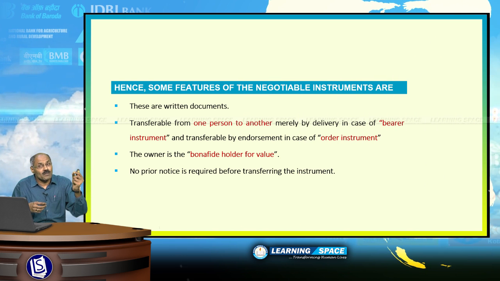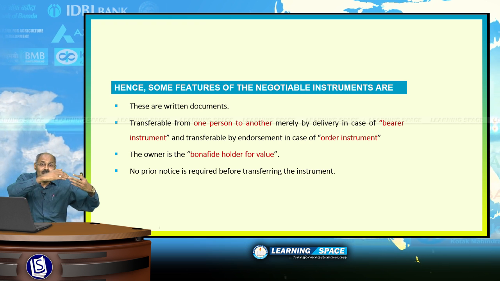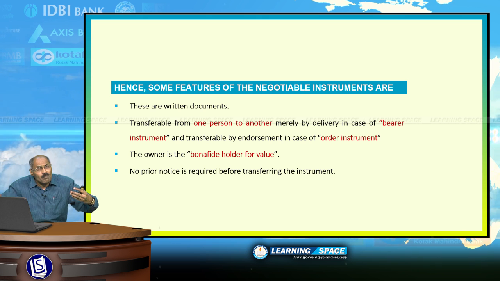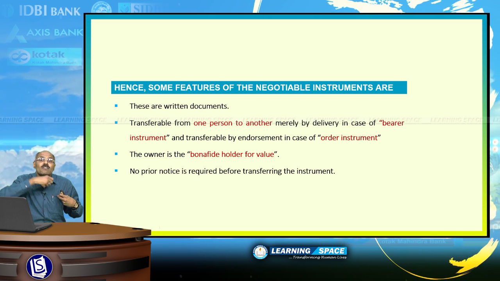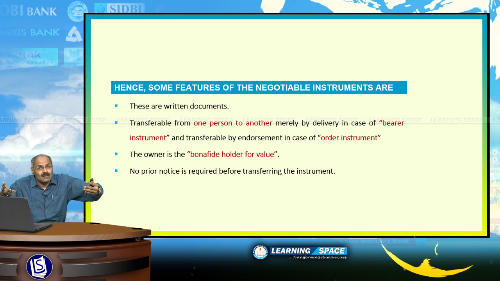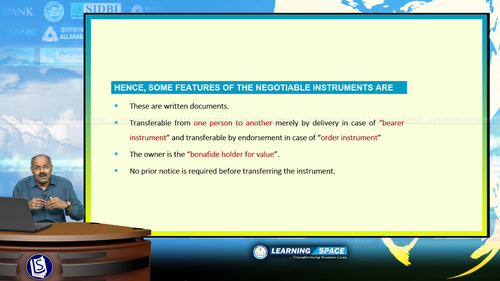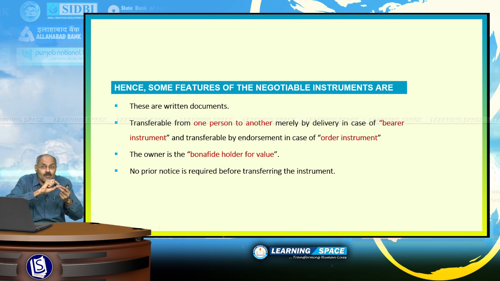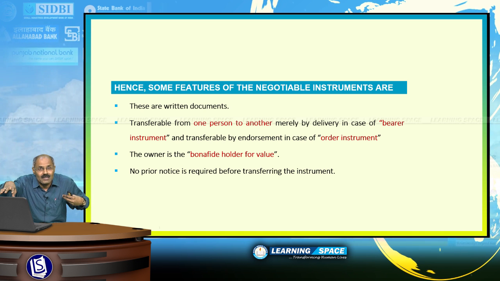So, what are the specific features of Negotiable Instruments? These are written documents. These are transferable from one person to another person merely by delivery in case of bearer instrument. This currency note is an example. If I give this currency note to you, merely by delivery it is transferred. But in the case of order instruments, it is transferred with endorsement. Order instruments are transferred by endorsement. Bearer instruments are transferred just by delivery.